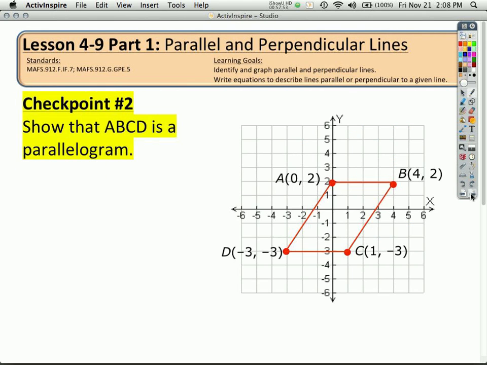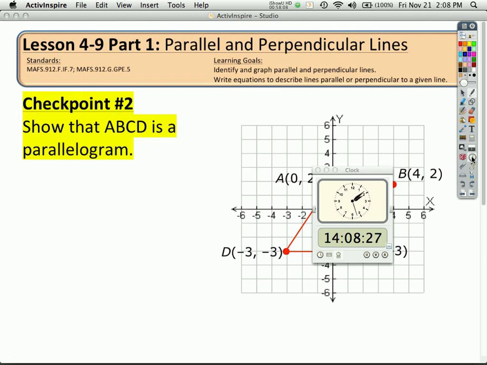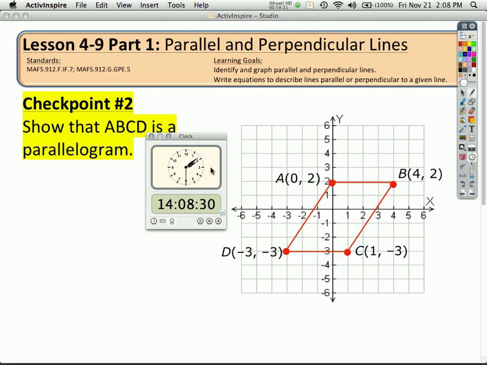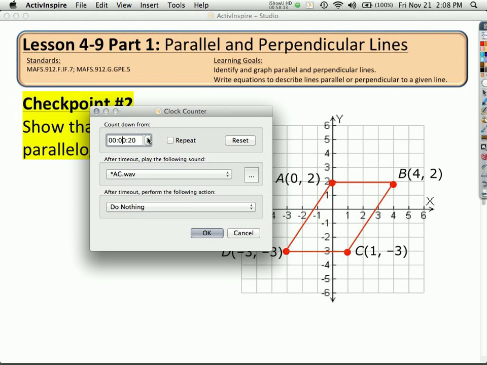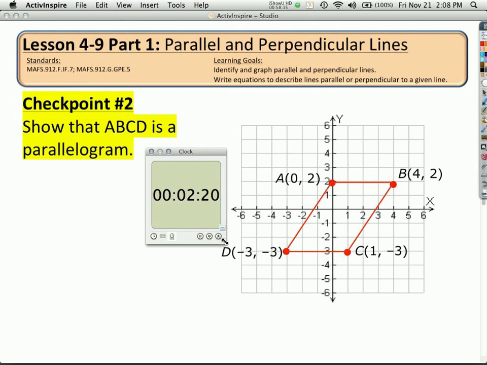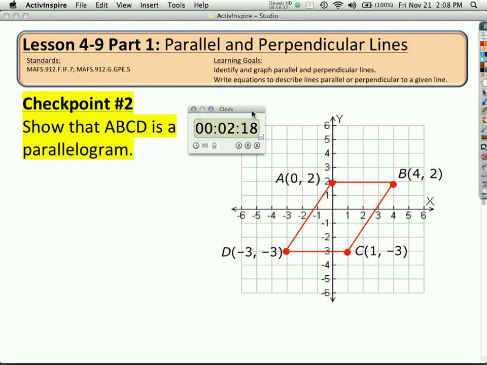Okay, checkpoint number 2. Let's see how you do with this one. Show that ABCD is a parallelogram. I have given it to you. It's on your slip, so you can actually write right on it. You don't have to redraw it or anything. Because you don't have to redraw it, I'm giving you 2 minutes to figure it out. If there's time left over and you're done, see if your teammates are done and see if you have the same method, same results, etc.